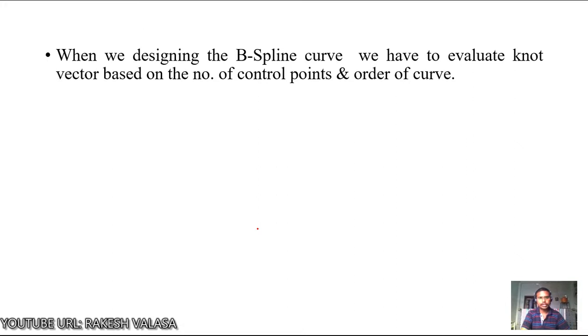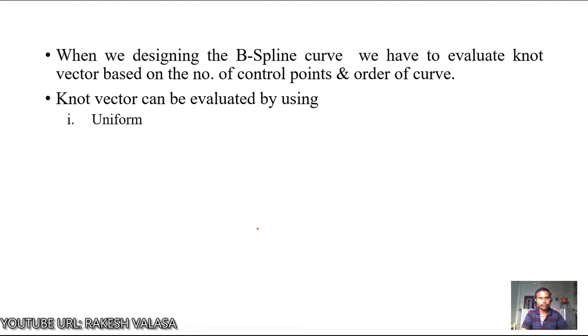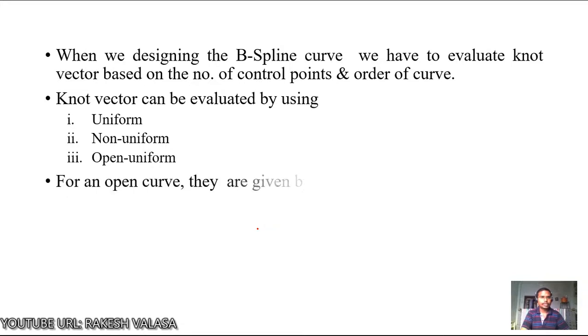In the starting slide, we discussed the difference between Bezier curve and b-spline curve. A b-spline curve does not depend only upon control points. It depends upon both control points and the order of the curve. Here, the knot vector can be evaluated in three ways. First one is uniform, second non-uniform, third one is open uniform. Let us see the formula for the open uniform knot vector.